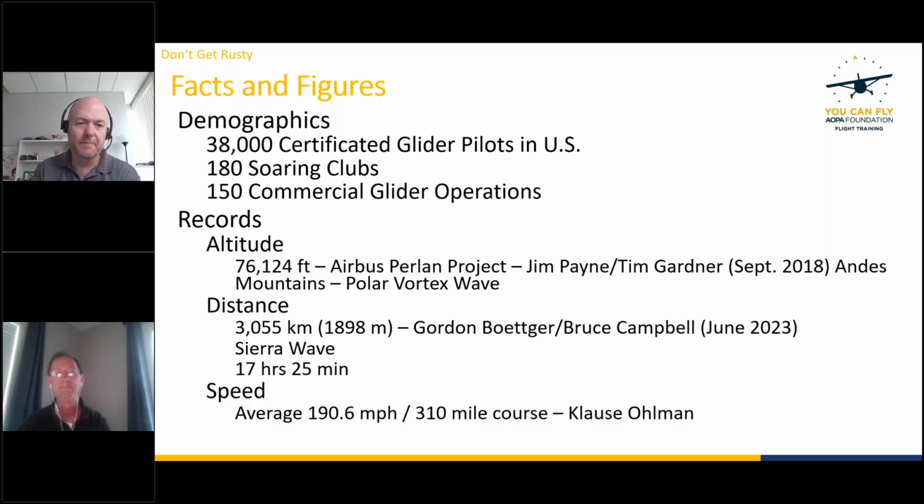Yep. And the speed record in a glider is 190 mile an hour average, held by Klaus Ullmann over a 310-mile course.